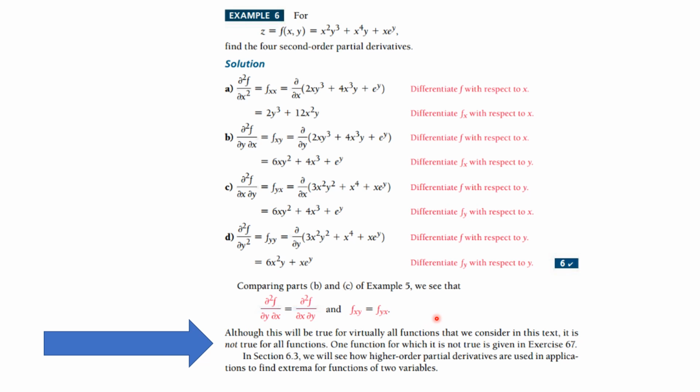Now this is not always true. In fact, I know quite a bit of math, and I'll tell you that it's only true whenever these second-order partials are continuous functions, then they're the same. But that will be true for almost all the functions we consider in this textbook. But it's not true for all functions, and there is an example in exercise 67 if you want to look at one where it is not.